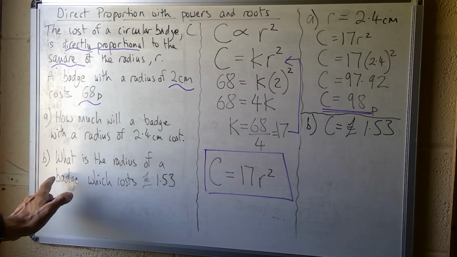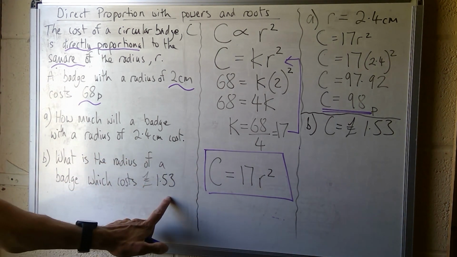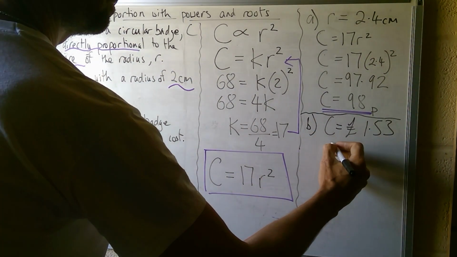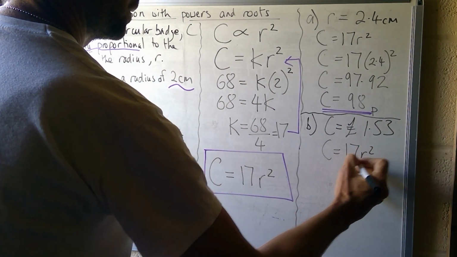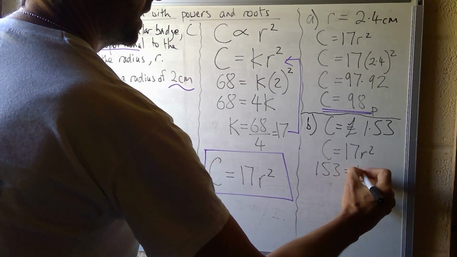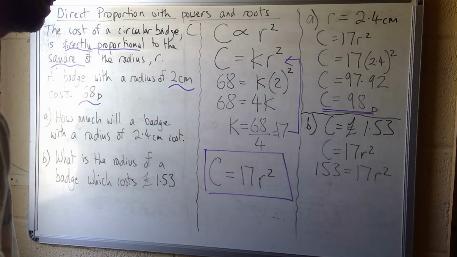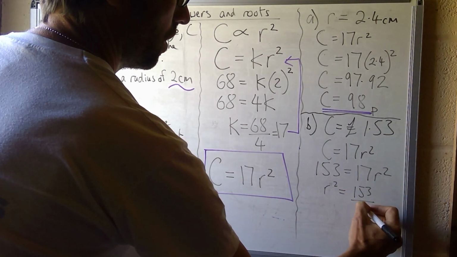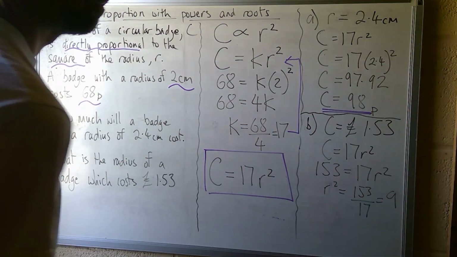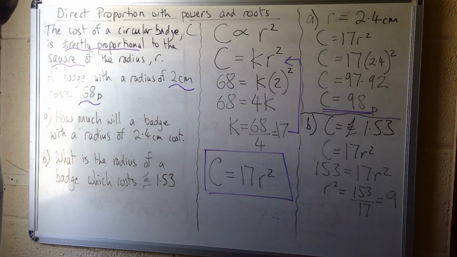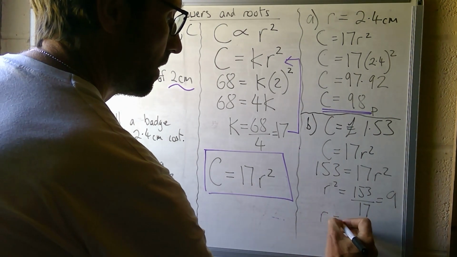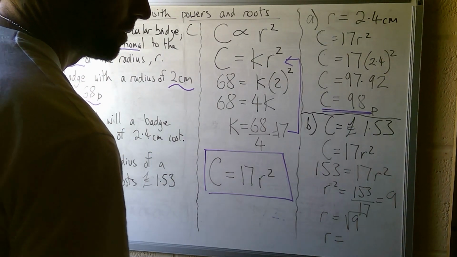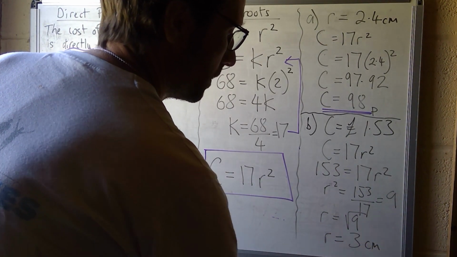The second part of the question says, what's the radius of a badge which costs £1.53? I'm going to change that £1.53 to 153 pence to substitute in the formula. So I've got 153 equals 17 r squared. So rearranging, I get r squared equals 153 over 17, which is 9. But remember, that's the value of r squared. So to work out the value of r, I need to square root 9. So the value of r, the radius of the badge, is 3 centimeters.